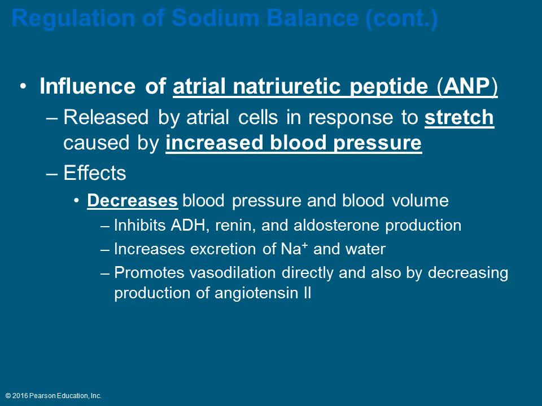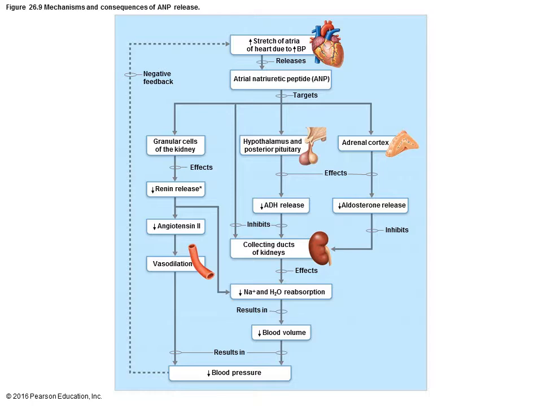How are you going to decrease blood volume? Well, one thing it can do is inhibit ADH, inhibit renin, inhibit aldosterone. All of this is going to mean, if you're inhibiting those, that you are not going to be reabsorbing the sodium and water, so you're excreting it and losing that blood volume that way. And this shows the various consequences of that.